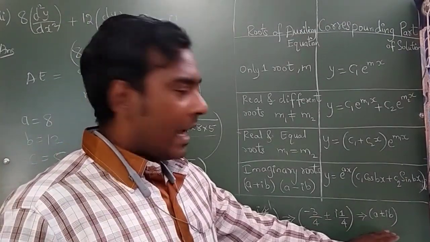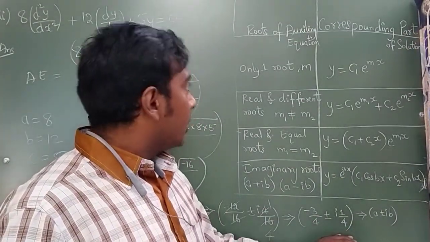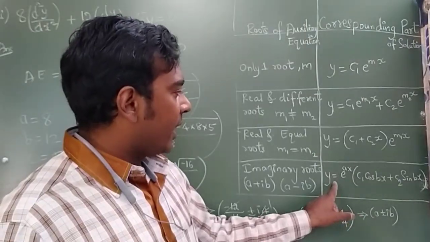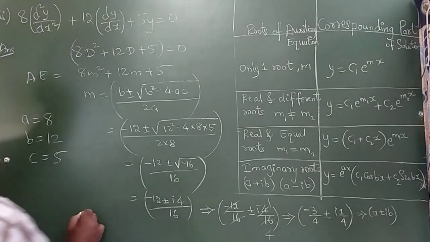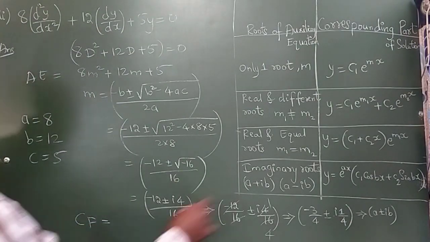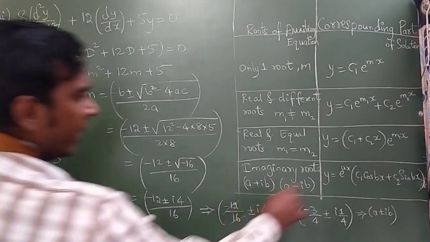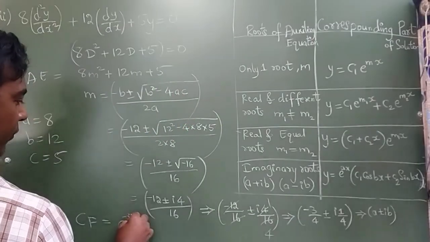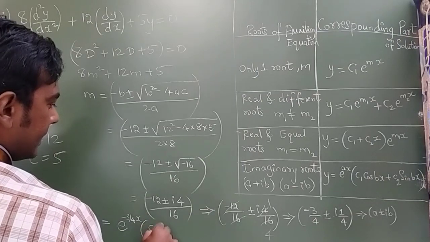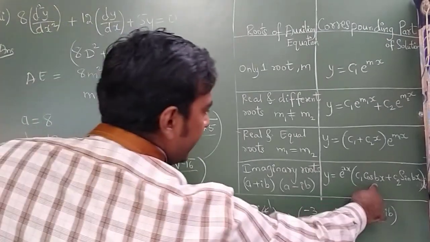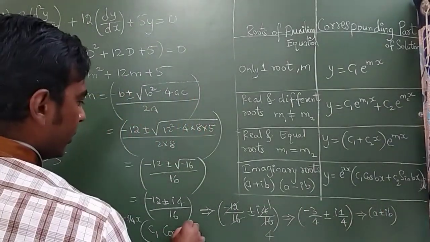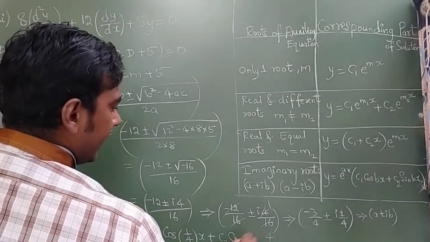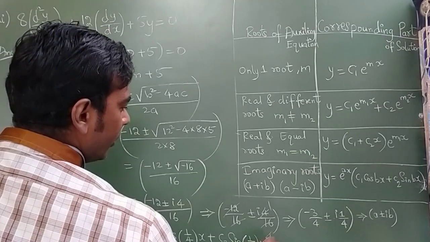Now, according to the roots, in this table, imaginary roots are suitable. So I need to write CF. Complementary function CF is equal to e raised to A, where A is the real part, so minus 3 upon 4 into x. C1 cos, what is B? B is the imaginary part, so 1 upon 4 into x, plus C2 sine 1 upon 4 into x.